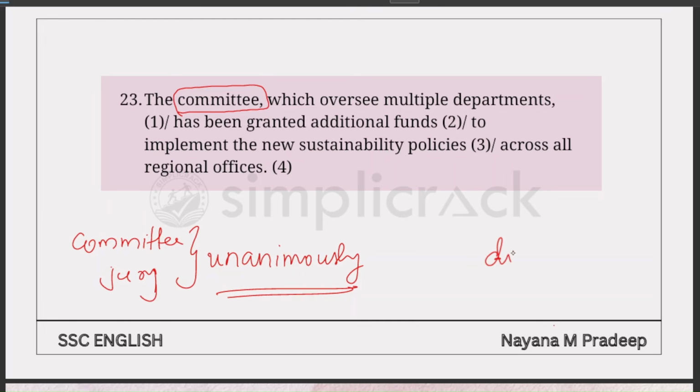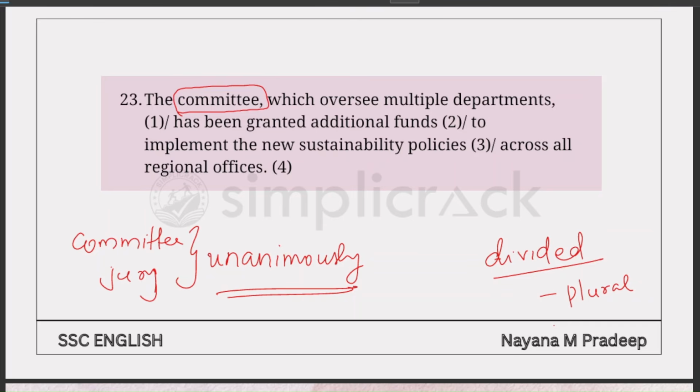But if they are divided in their opinions, if the jury consists of 5 judges, 3 of them agree to one proposal and 2 disagree, there is a division of opinion, right? In that case, it can be considered as a plural unit. So these are the two cases of considering words like committee, jury, family, etc. When they all have the same opinions, they can be considered as a single unit. But when there is a difference of opinion, you have to consider it as a plural unit.